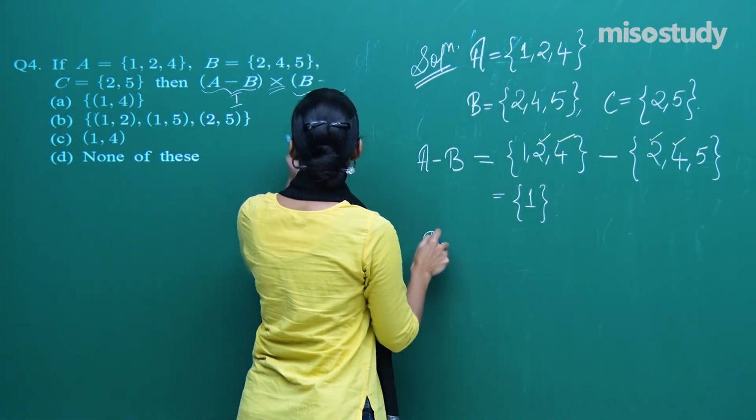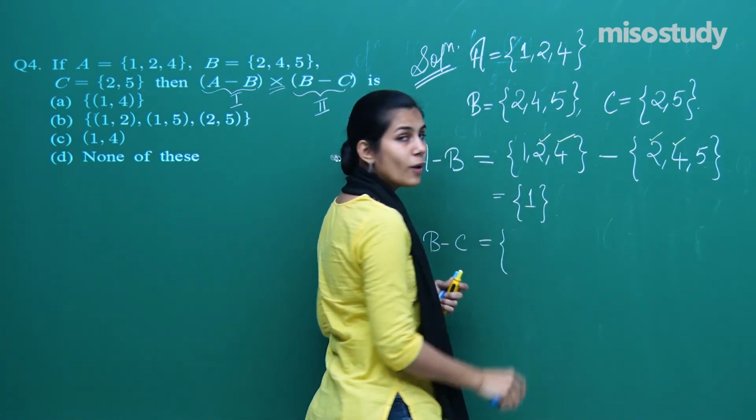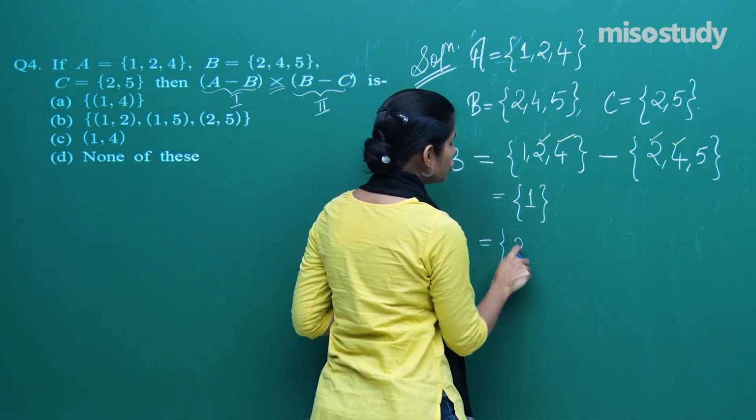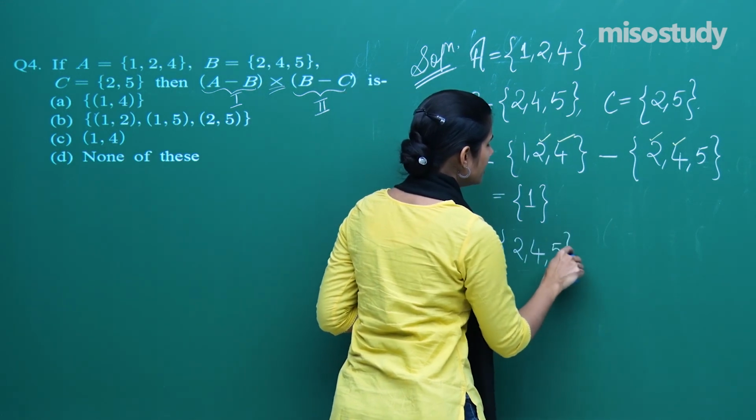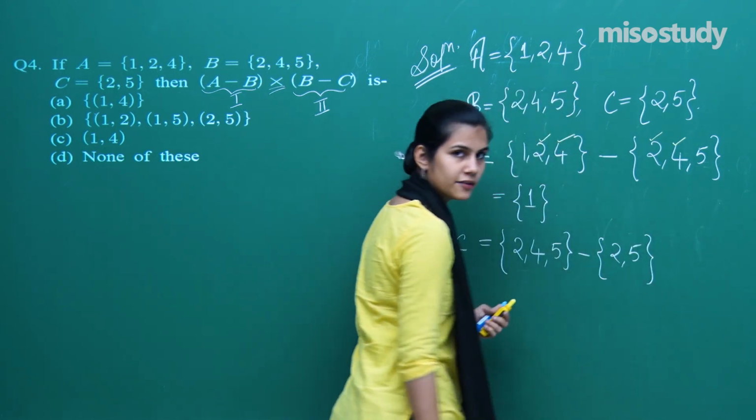The second set, which happens to be B minus C, is calculated when from B, which is 2, 4 and 5, you remove the contribution of C, which is 2 and 5.